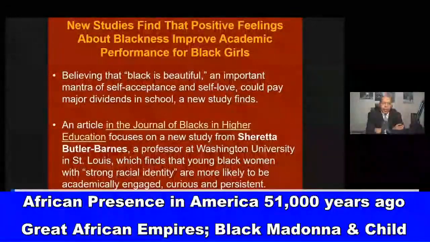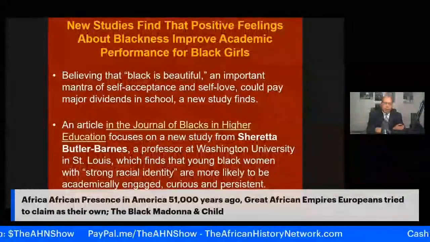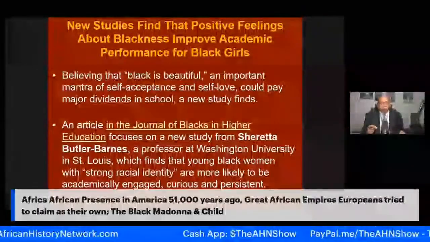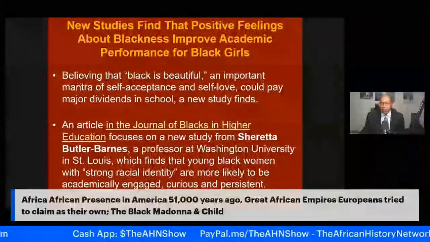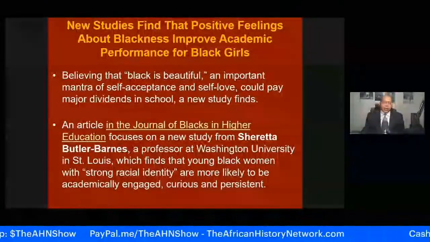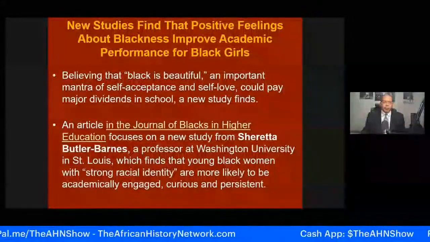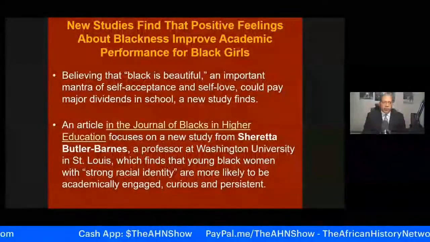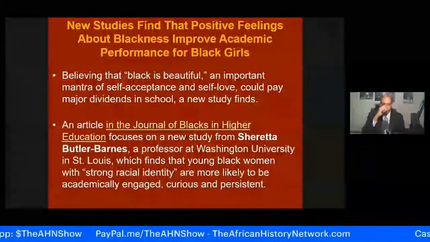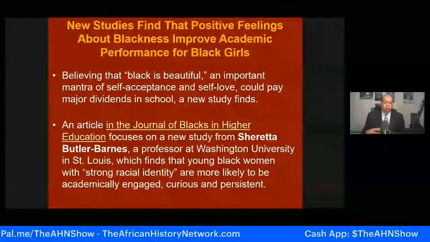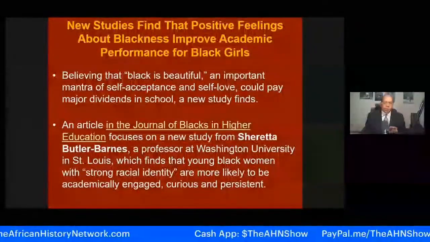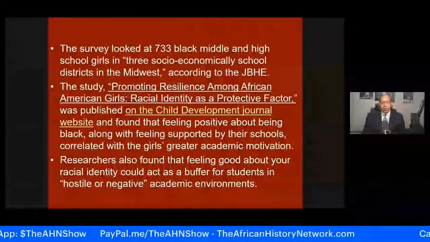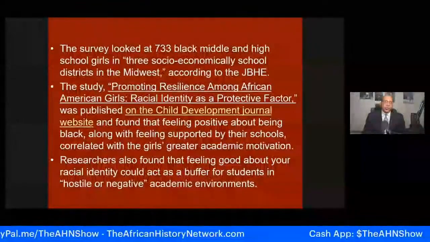Believing that Black is beautiful, an important mantra of self-acceptance and self-love, could pay major dividends in school, a new study finds. An article in the Journal of Blacks in Higher Education focuses on a new study from Sharita Butler Barnes, a professor at Washington University in St. Louis, which finds that young Black women with strong racial identity are more likely to be academically engaged, curious, and persistent. The survey looked at 733 Black middle and high school girls in 3 socioeconomically diverse school districts in the Midwest.